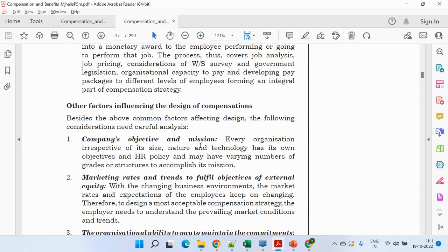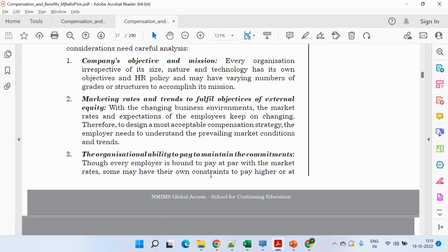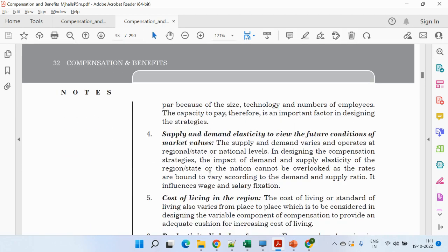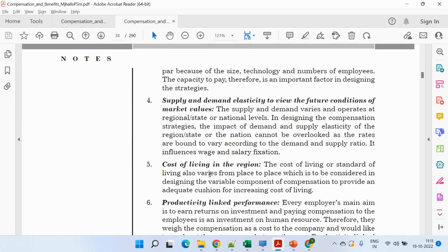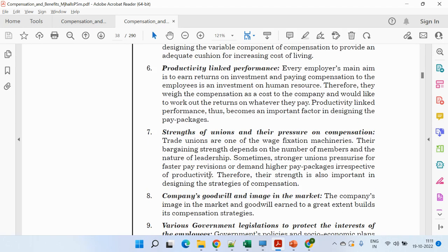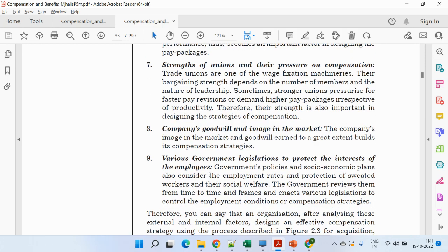Besides this, there are certain other factors like what's the company objective, goal, vision, or mission. What are the marketing strategies, market rates? What is the organizational ability to pay in order to maintain their existing commitments? Supply and demand elasticity, the cost of living of the people of that region, productivity linked performance, strength of the unions and the pressure of compensation on those unions which are being developed and designed in that particular region or maybe for those companies, the company goodwill and image in the market, government acts, rules, legislations to provide the interest and to provide the benefits to the employees.